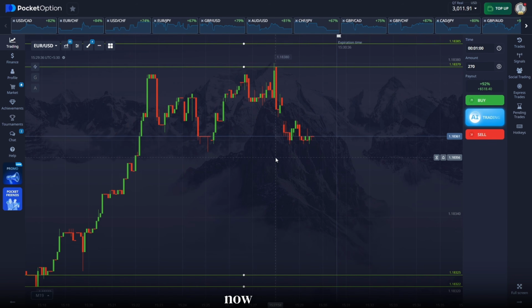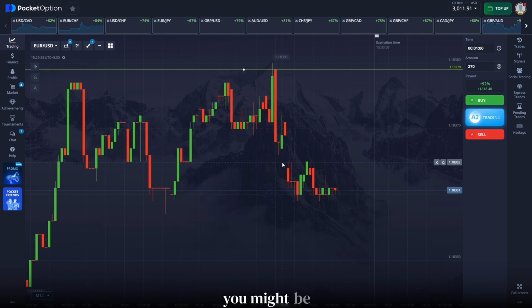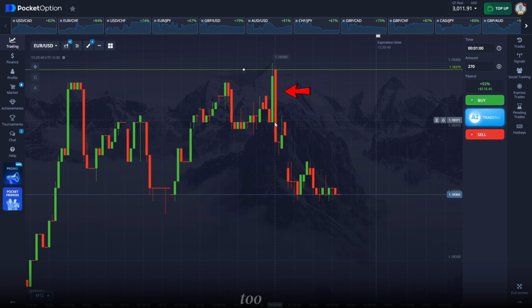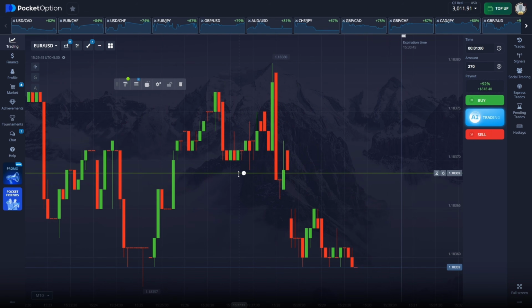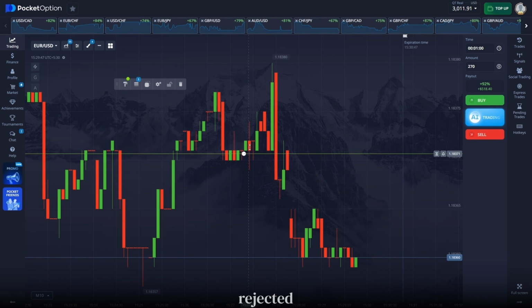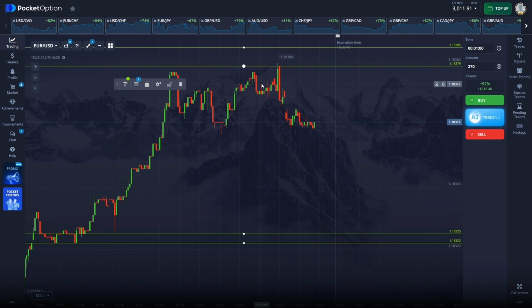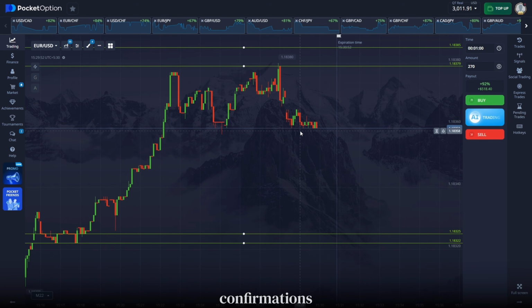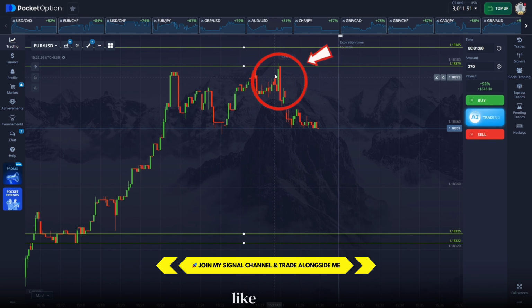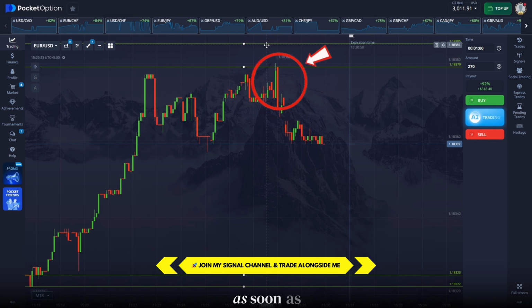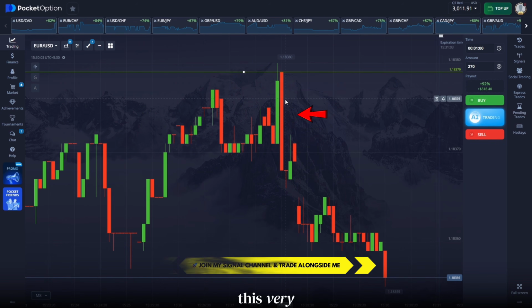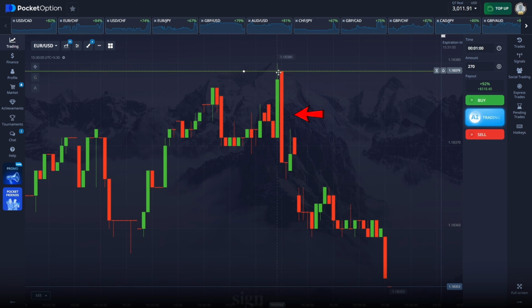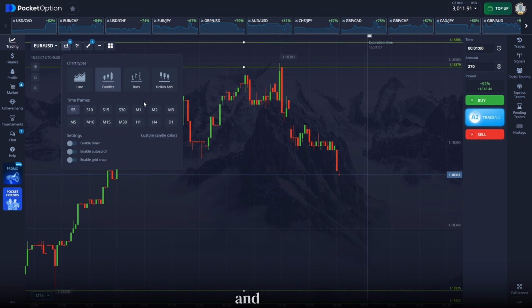Now some of you might be thinking that the confirmation candle is too big, but if you focus here, this particular candle also broke the recently rejected level. So it was a good confirmation, and when confirmations come as soon as the price hits the level, like in this case, you can see that price, as soon as it hit the zone, made a sweep, and then we have this very strong candle. So it was a sign that price will reverse, and the same thing happened.